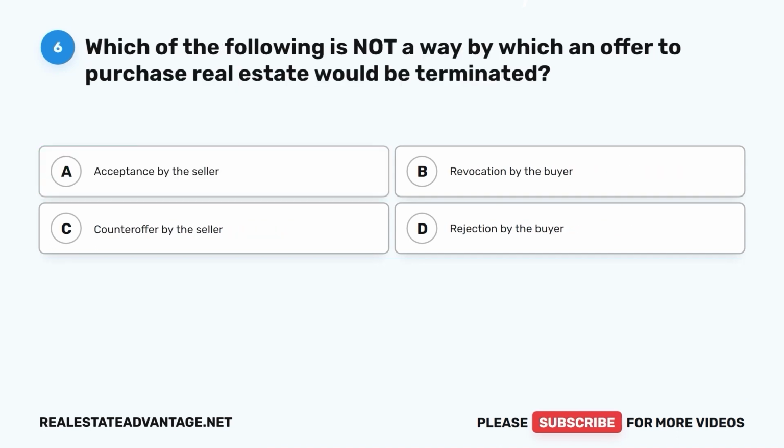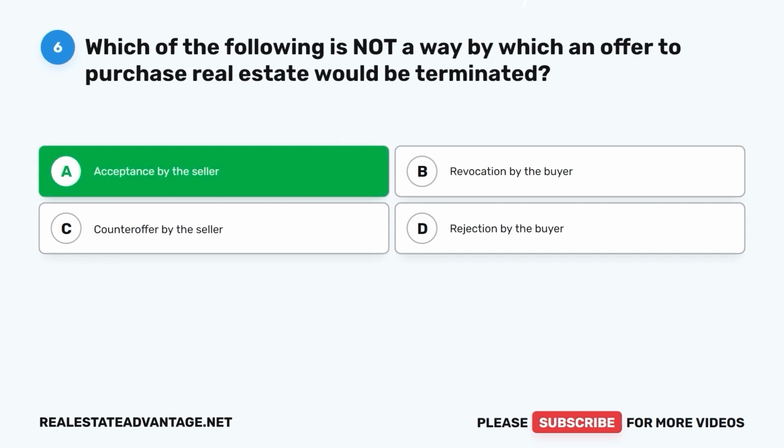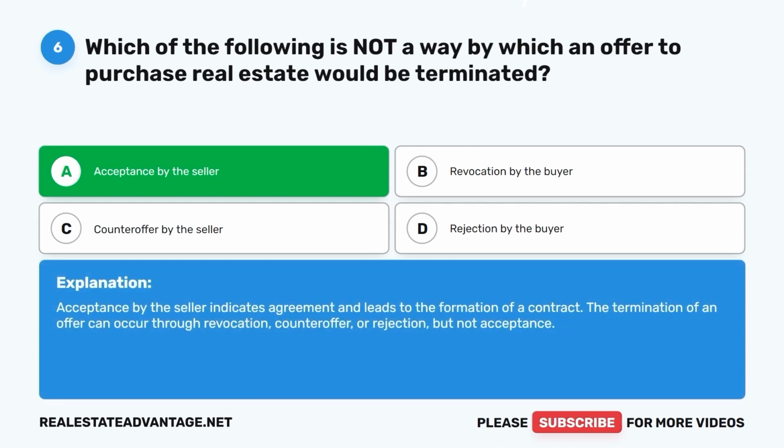Question 6. Which of the following is not a way by which an offer to purchase real estate would be terminated? A. Acceptance by the seller. B. Revocation by the buyer. C. Counteroffer by the seller. D. Rejection by the buyer. The correct answer is A. Acceptance by the seller. Acceptance by the seller indicates agreement and leads to the formation of a contract. The termination of an offer can occur through revocation, counteroffer, or rejection, but not acceptance.